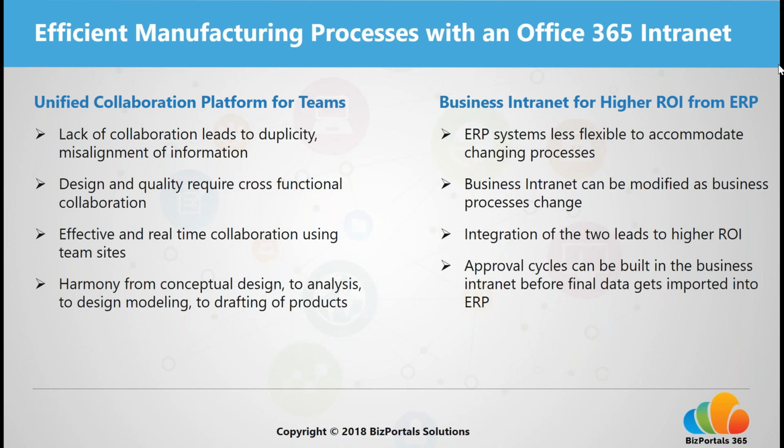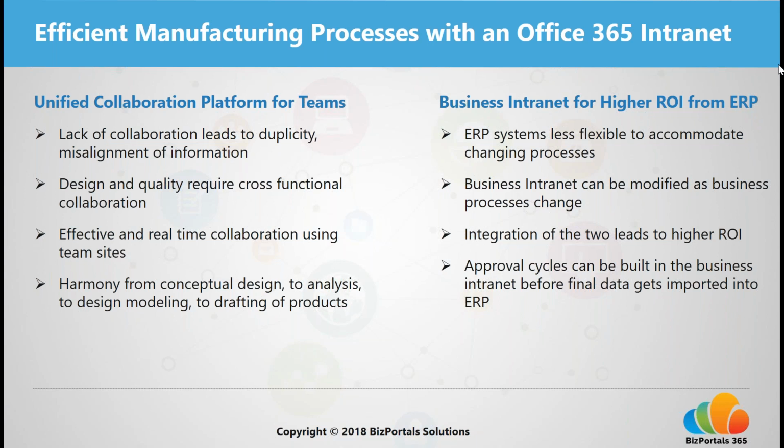So for example, a formula approval, before you put that formula recipe in your process manufacturing system, ERP system, you would want it to go through an approval cycle. And once it's approved, you could then definitely push that data into your ERP. So these were some of the examples which really contribute to an efficient manufacturing process within an Office 365 intranet.